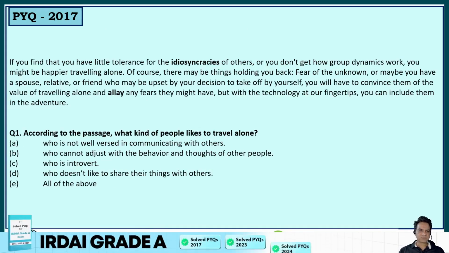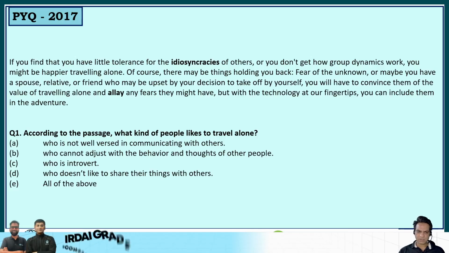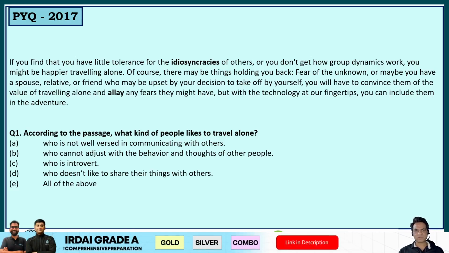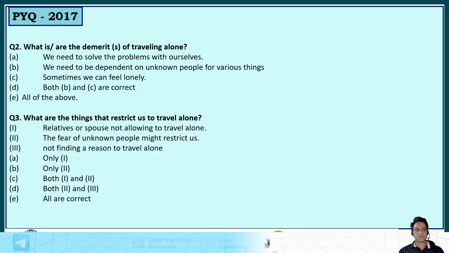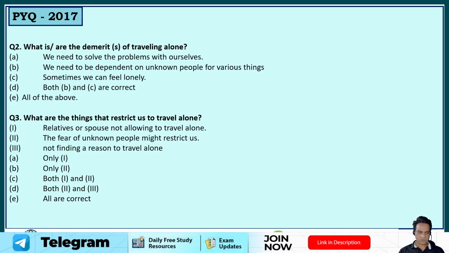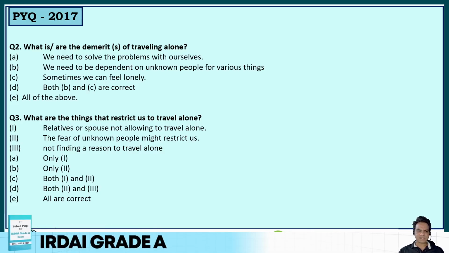The first question is, according to the passage, what kind of people like to travel alone? So we have to find what kind of people like to travel alone. Second, what is or what are the demerits of traveling alone? Okay, so I think the passage is going to be about traveling. What are the things that restrict us from traveling alone?